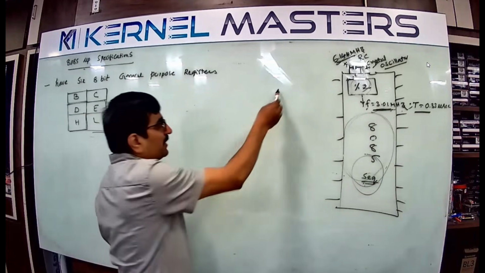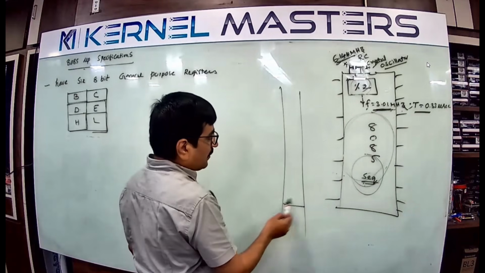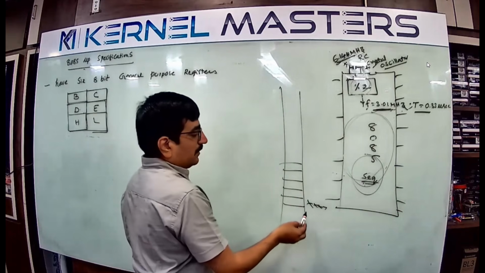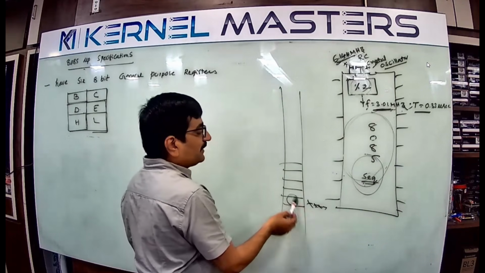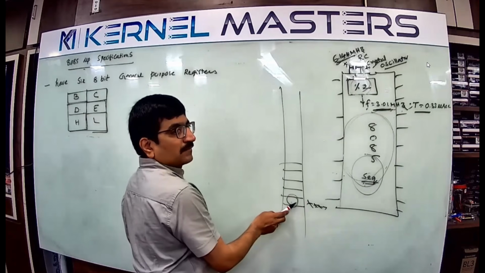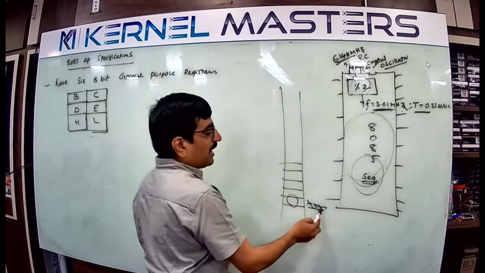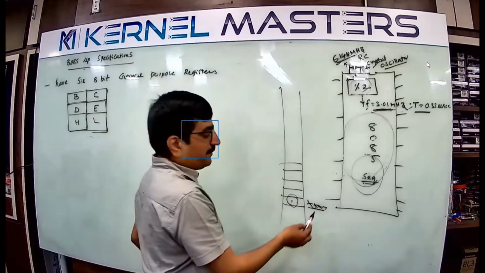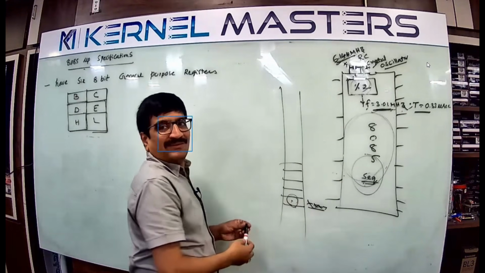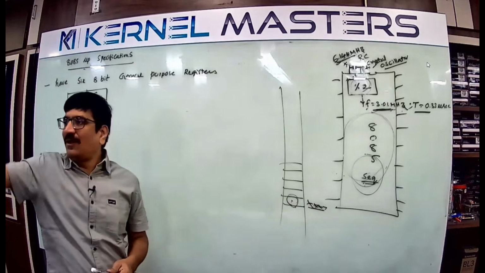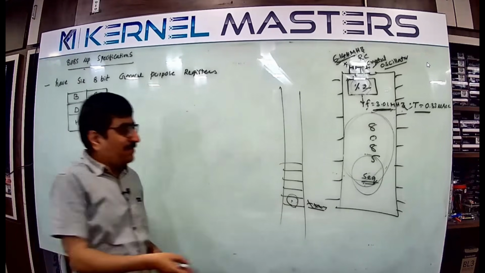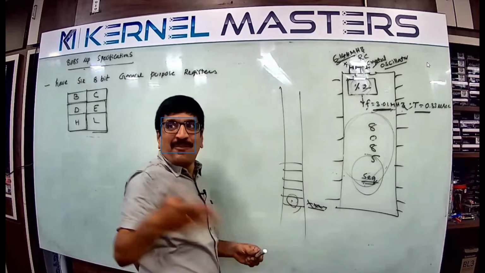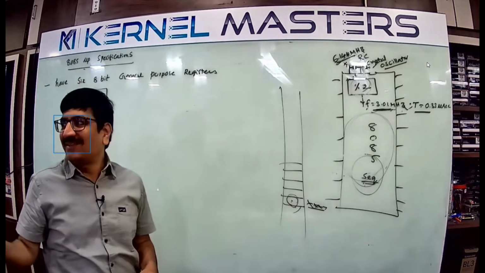Memory contains locations. Each location has an address, and inside every address there is data. There is a big difference between the meaning of address and data. Memory contains data, and sometimes an address also. That is called the pointer concept.